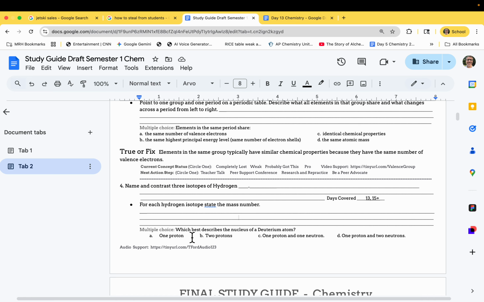Multiple choice on the same concept. Which best describes the nucleus of a deuterium atom? 1 proton? Nope. 2 protons? Nope. 1 proton and 1 neutron? Yes. Option C is the best choice here.